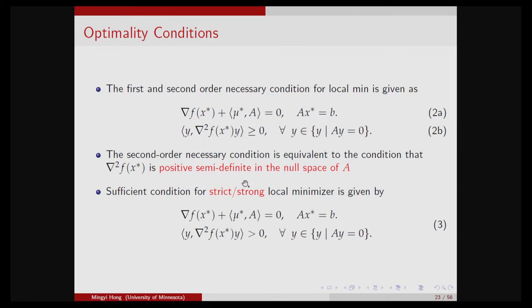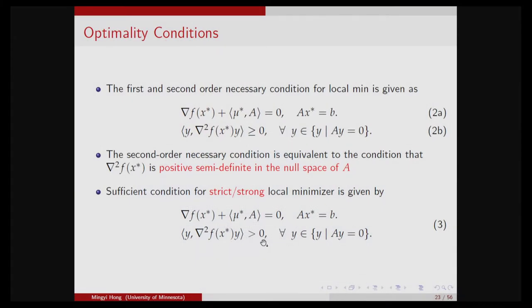So the second order necessary condition is equivalent to the condition that the Hessian matrix is positive semidefinite in the null space of A, or it's so-called copositive over the null space of A. And we can also talk about sufficient conditions for a local minimizer.